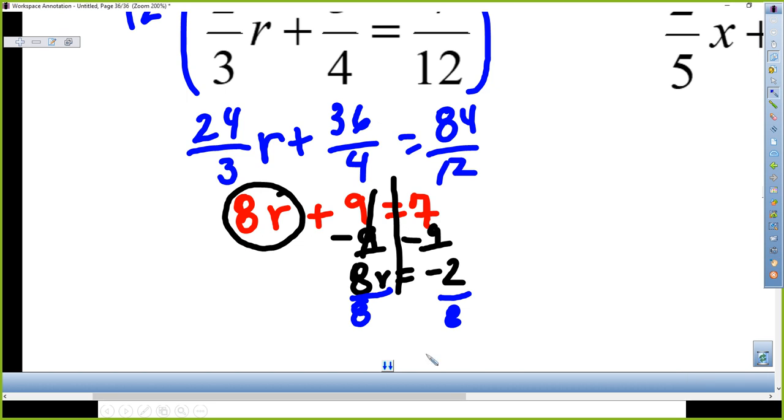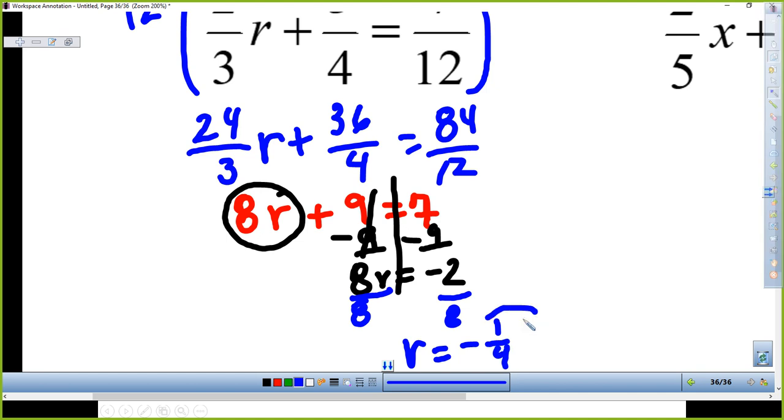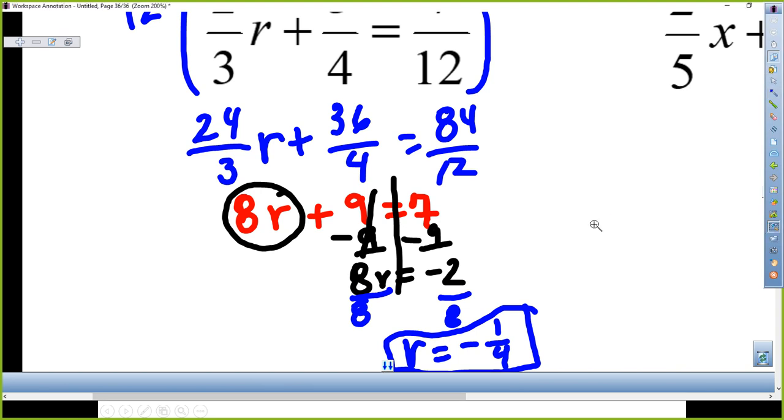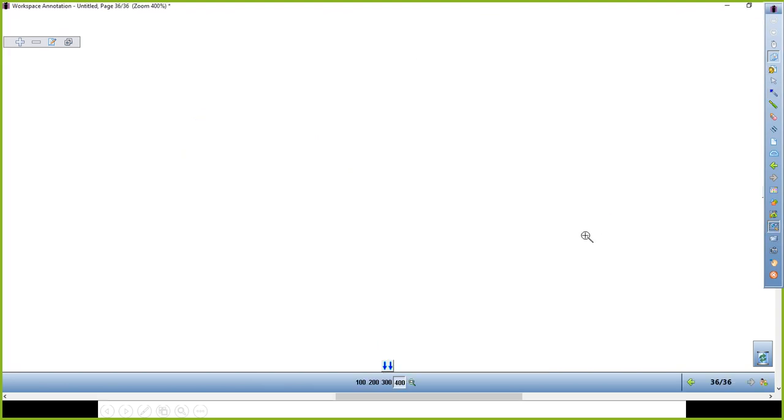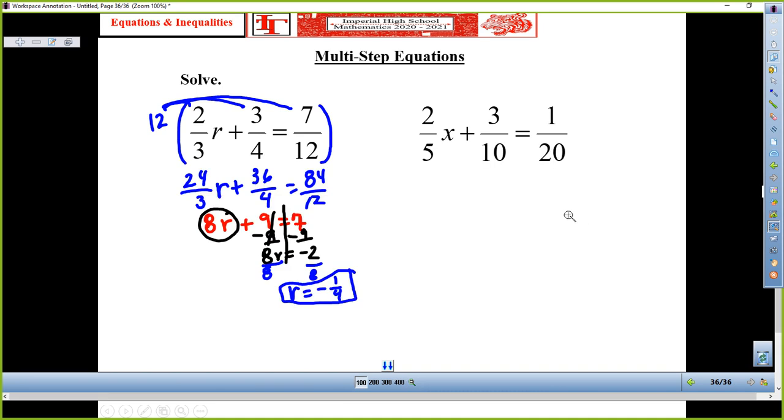Copy that, and then you're going to do the second one by yourself. And you zoom out. So copy this one, and then you're going to copy the second one and work the second one by yourself. 2/5 x plus 3/10 equals 1/20. I'll give you guys some time. Ready, go.